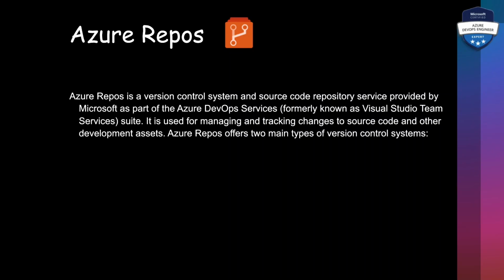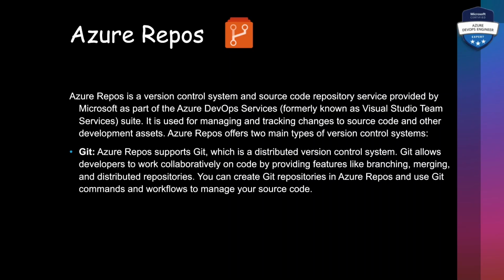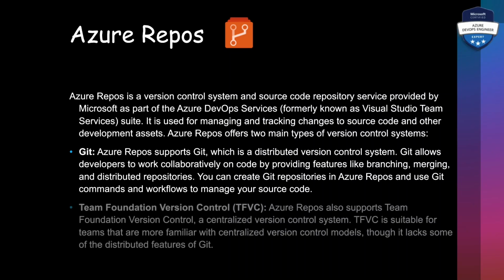Azure Repos offers two main types of version control systems. First one is Git. Azure Repos supports Git, which is a distributed version control system. Git allows developers to work collaboratively on code by providing features like branching, merging, and distributed repositories. You can create Git repositories in Azure Repos and use Git commands and workflows to manage your source code.